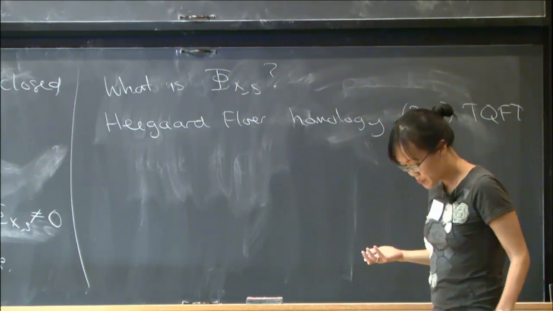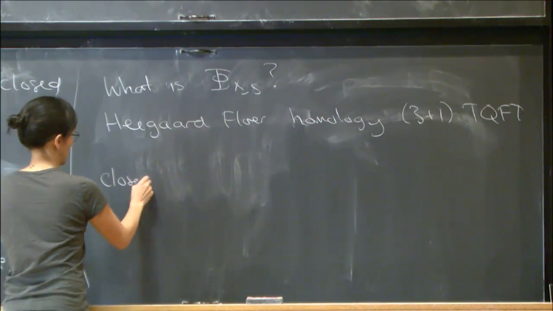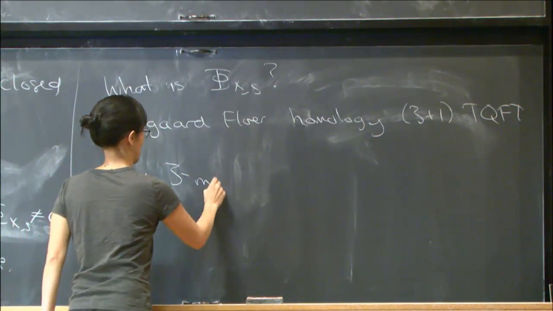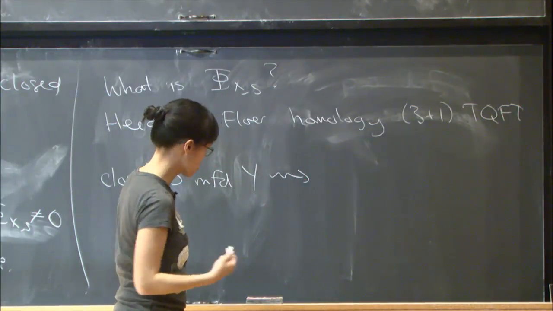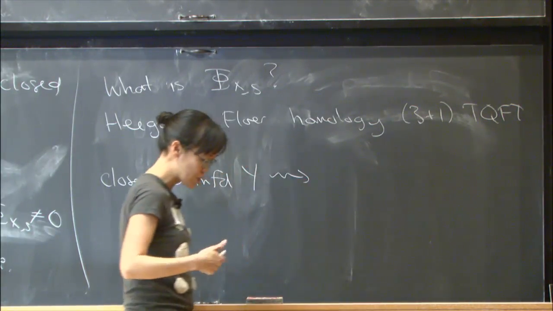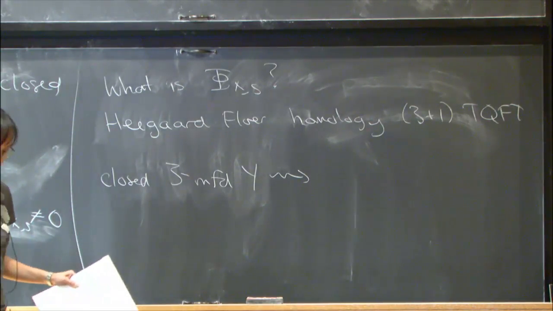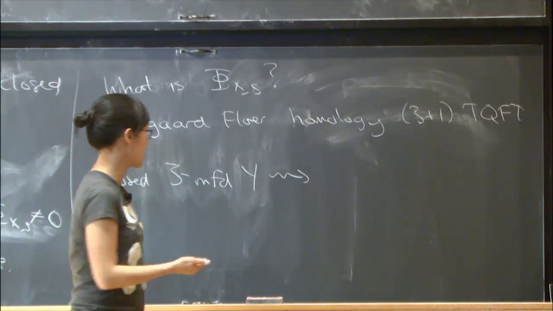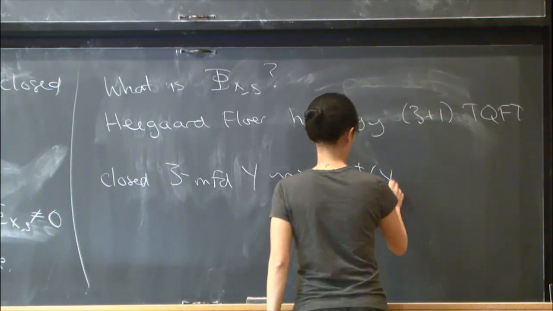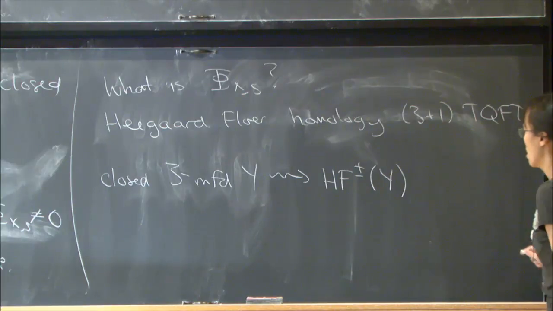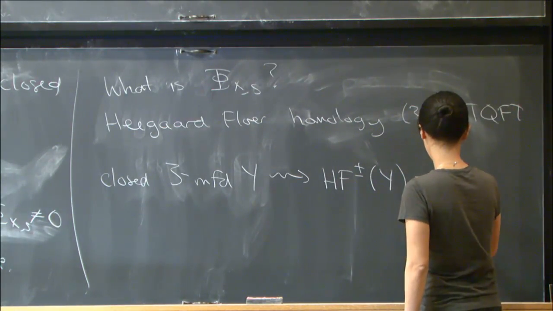So what does that mean? Well, to a closed three-manifold Y, we associate, so Nathan talked about HF hat this morning. We're going to need the more robust flavors, HF plus and HF minus. And as he mentioned, these groups split along spin-C structures.